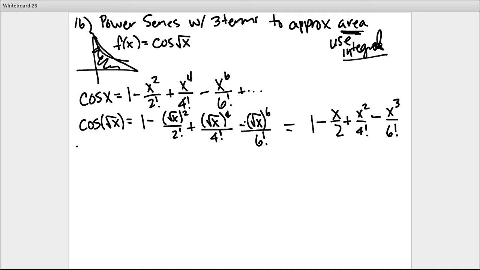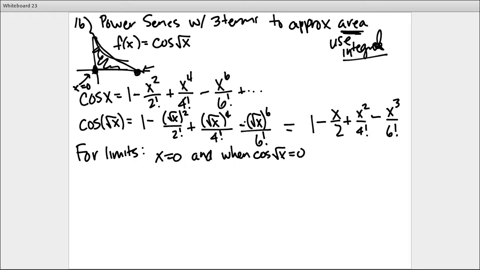So for your limits on the integral, what you want is where the graph is crossing the x-axis. Well, it's starting here at x equals 0. And then I also need this x-intercept right there. So the limits will be x is 0, and then also when cosine of rad x is 0.